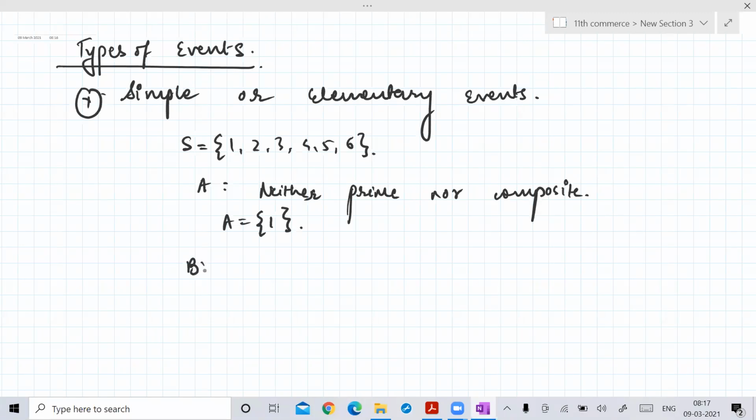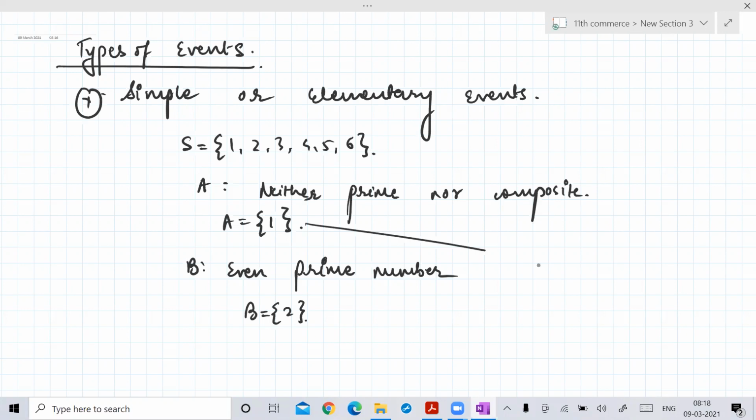Next, suppose I ask you for the event B, which is an even prime number. What will be the element in B? It will be 2. Now, these are your elementary events.